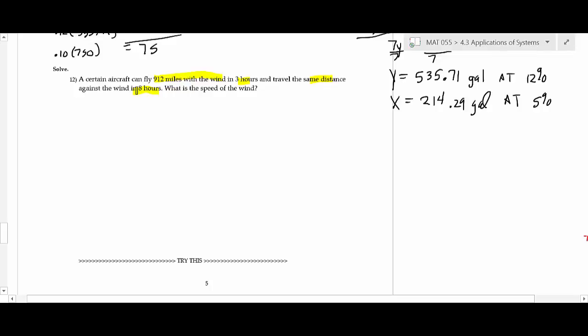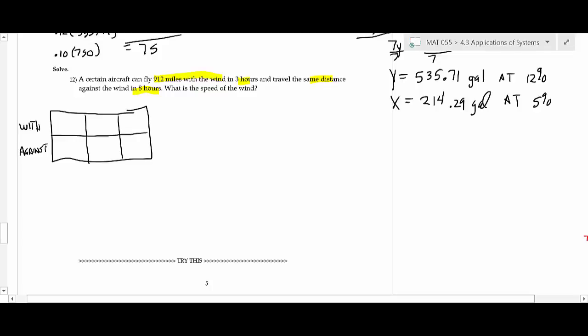Okay, so the first thing that I like to show students how to do on this problem is set up a chart of information. So you need to go ahead and start this problem by setting up a chart. Remember, we're looking for 2 equations with 2 unknowns. The 2 situations are, first, you're going with the wind, and second, you're going against the wind.